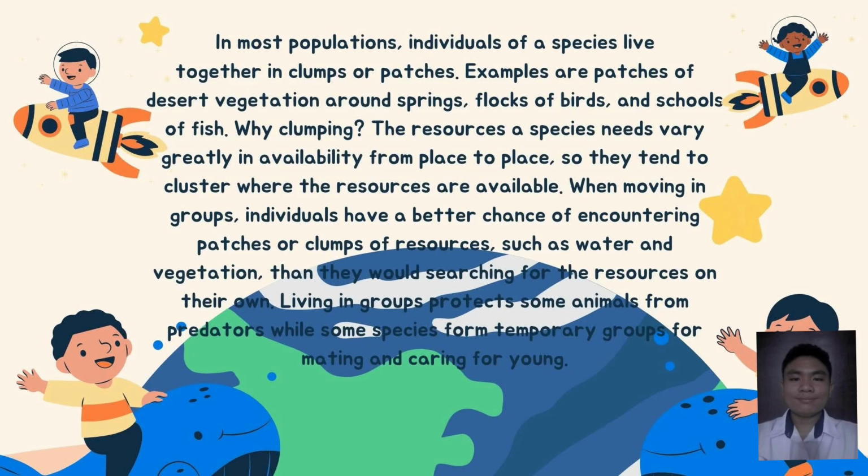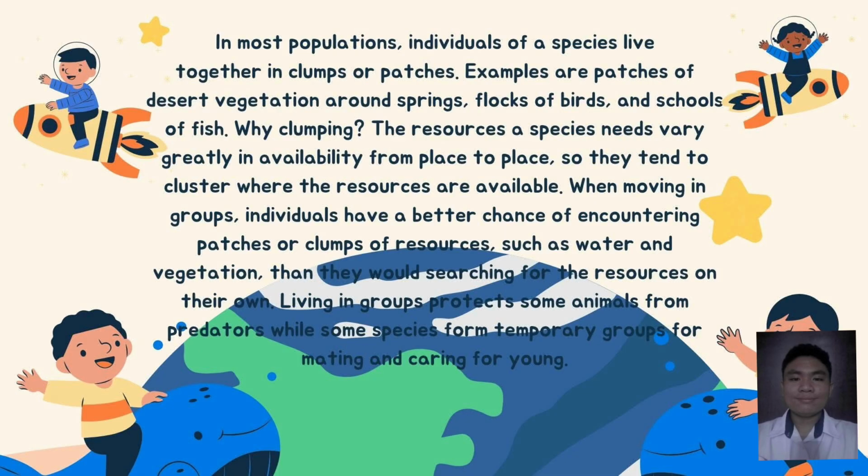In most populations, individuals of a species live together in clumps or patches. Examples are patches of desert vegetation around springs, flocks of birds, and schools of fish. Why clumping? The resources a species needs vary greatly in availability from place to place. So they tend to cluster where the resources are available.